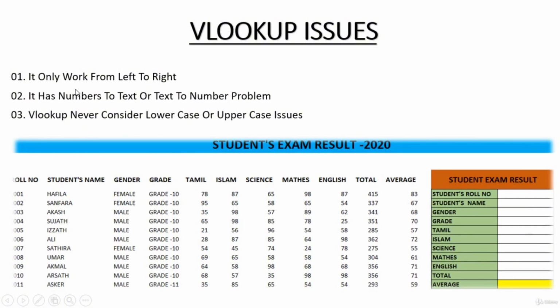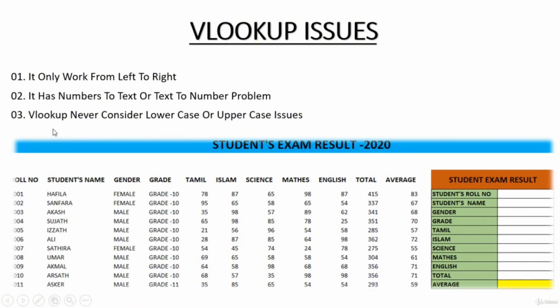The second is that it has a number-to-text or text-to-number problem. It means that if you want to get the gender, for example, it is text mode. But if the cell here is a number, so number mode here and text mode here, or the other way around, it will not work. It makes a problem. So you should usually use general mode.